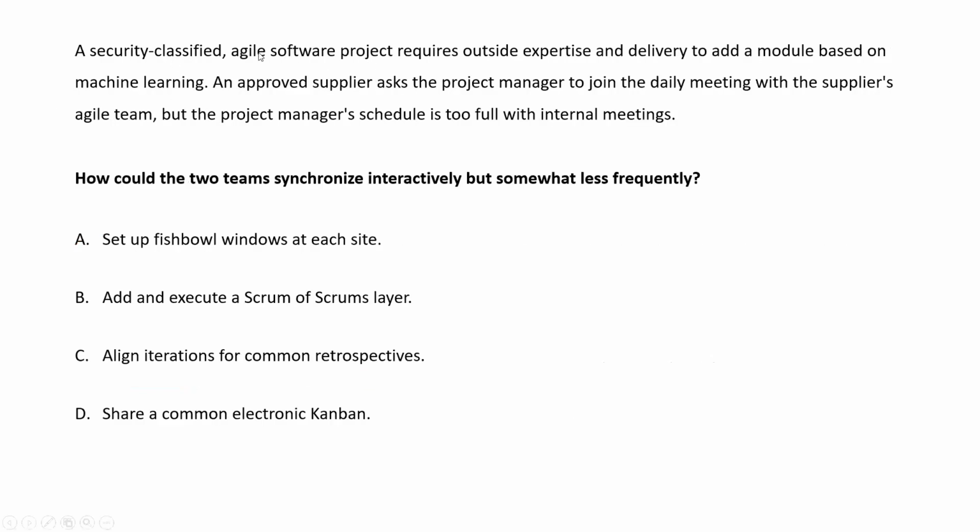Okay, a security classified agile software project requires outside expertise and delivery to add a module based on machine learning. An approved supplier asks the PM to join the daily meeting. But the project manager's schedule is too full with internal meetings. How could the two teams synchronize interactively, but less frequently?